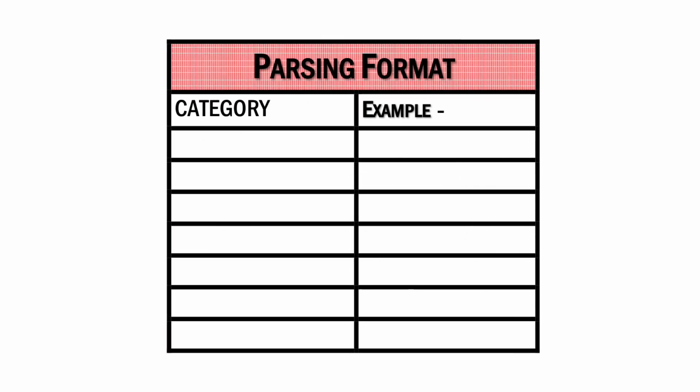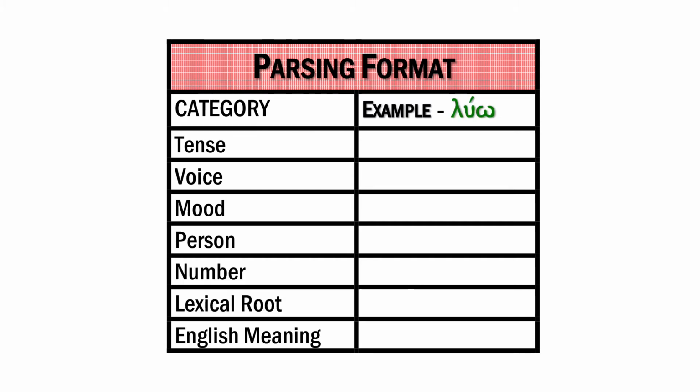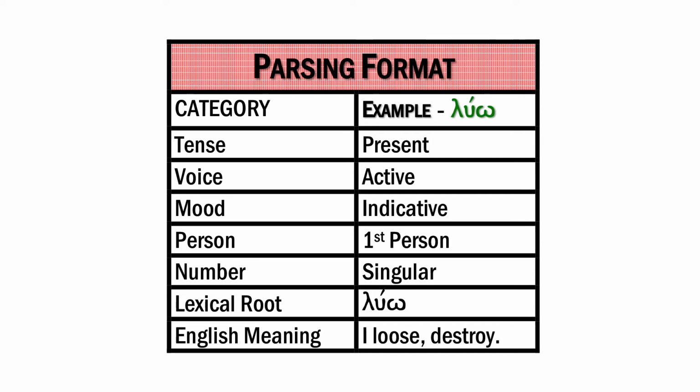Parsing format. How to parse a verb. Use this chart. Tense, voice, mood, person, number, the lexical root, and the English meaning. The Greek word luo. It is present, active, indicative, first person, singular, of luo, meaning I loose, destroy.